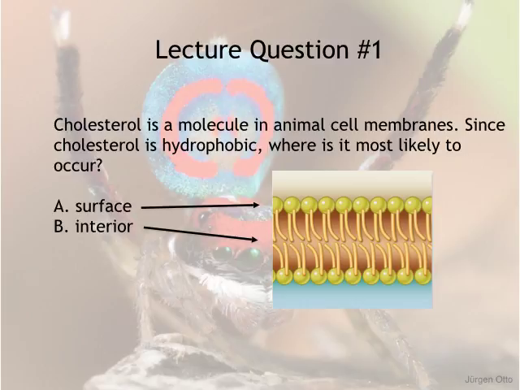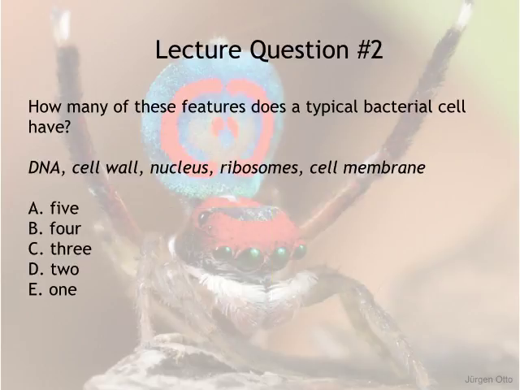So this nonpolar molecule is not going to want to hang out with the polar heads in green. It's going to want to hang out with the other nonpolar tails in the center of the lipid bilayer. So the right answer is the interior.